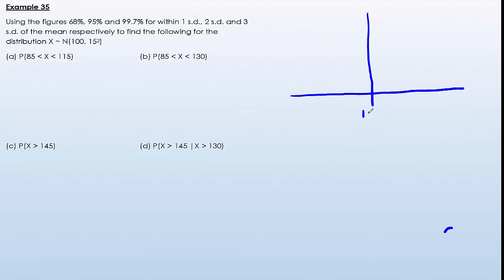The mean is 100. One standard deviation is 15. So within 1 standard deviation would go from 85, that's 15 less than 100, to 115. And 68% of the data would be in there.